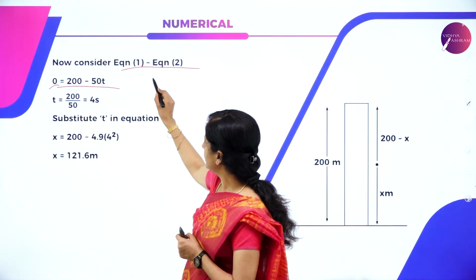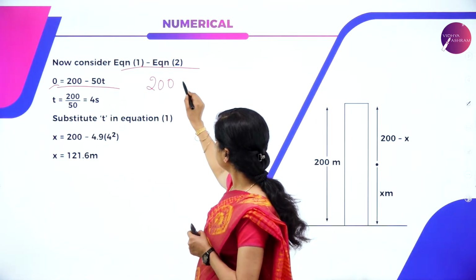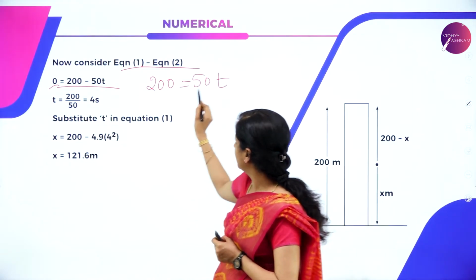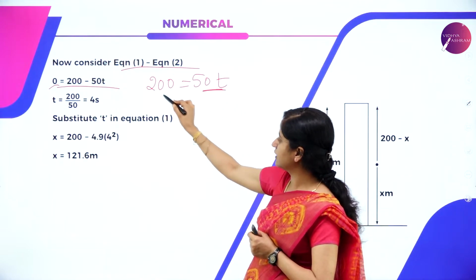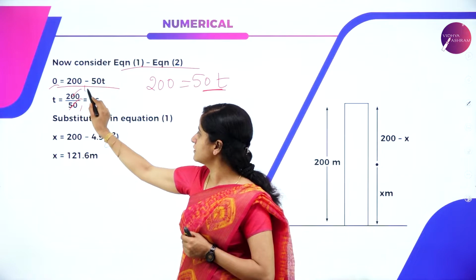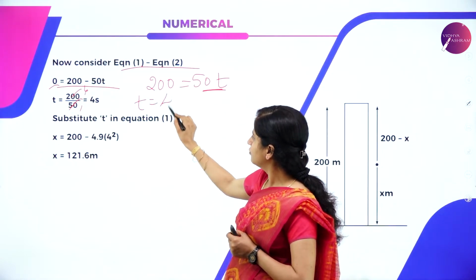What do we get? Here we will get 200 is equal to 50t, and from this we can write t is equal to, this is multiplied with t and it will come to the denominator, so 200 by 50. 5 ones are 5, 5 fours are 20. So t is equal to 4 seconds.